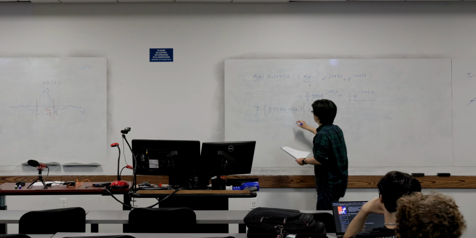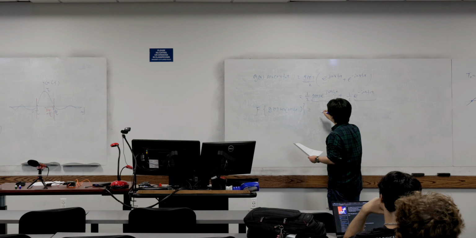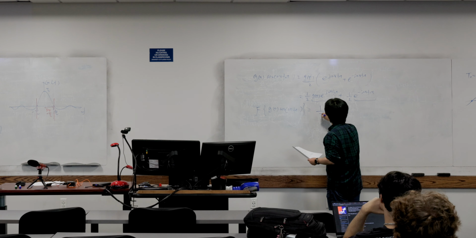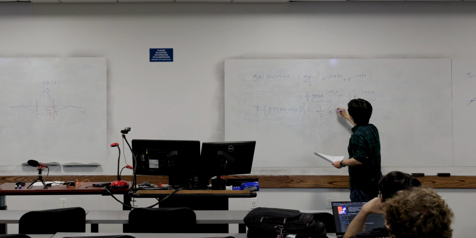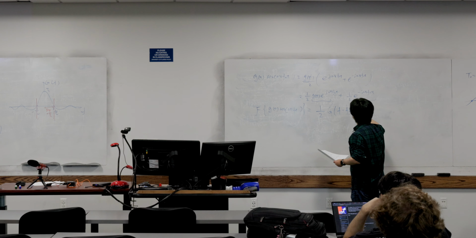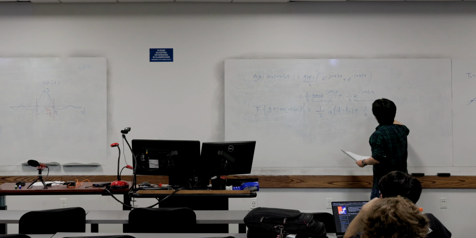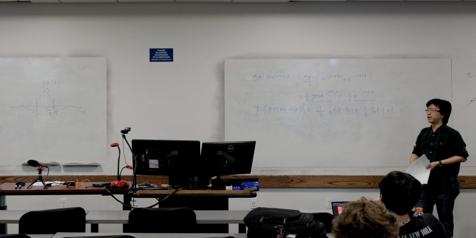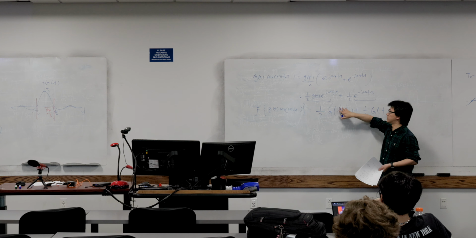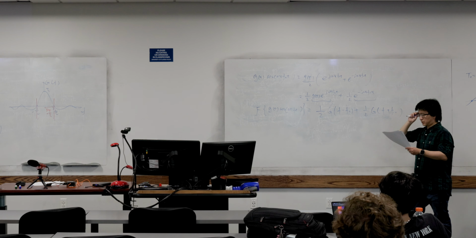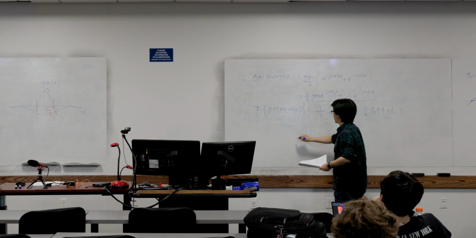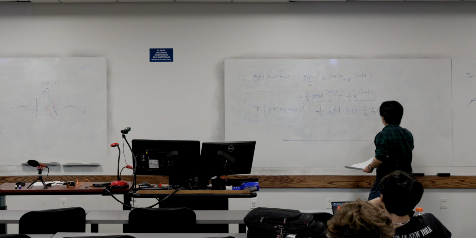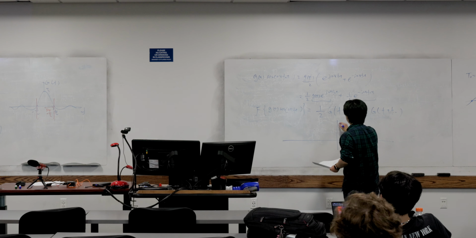Right, its Fourier transform is 1 over 2 G(f minus f naught) plus 1 over 2 G(f plus f naught). Yeah, because we have a frequency shift, since we have a time shift in the time domain. Okay, very good. And now let's draw it in the frequency domain, see what is happening.